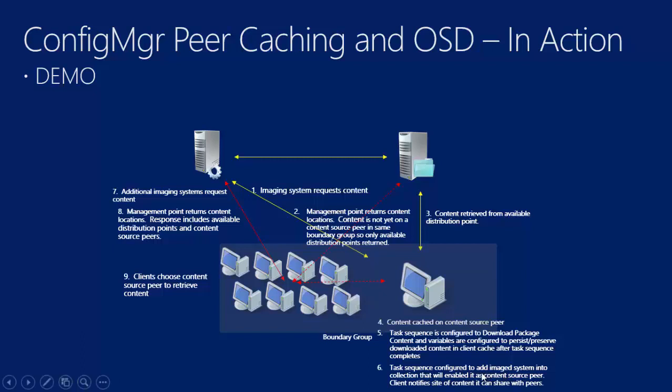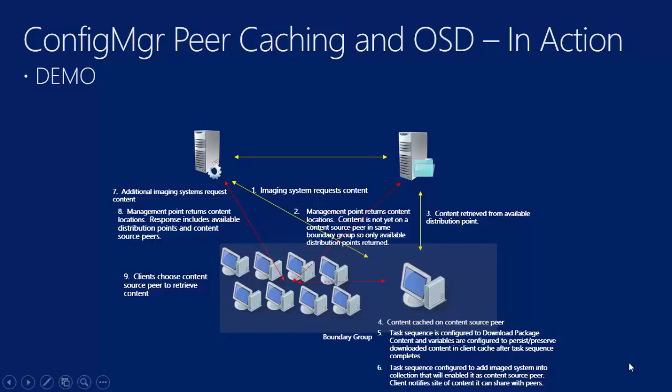Okay? Now, the next system, one of these over here, asks for the content because it's going to start through the TAS sequence. Now, the management point returns the content locations. Here, the response includes the distribution points and this content source peer. So the client is going to choose preferentially the content source peer, retrieve the content, and start to image. Okay? All right. So the best way to show this is to do a couple of demos.